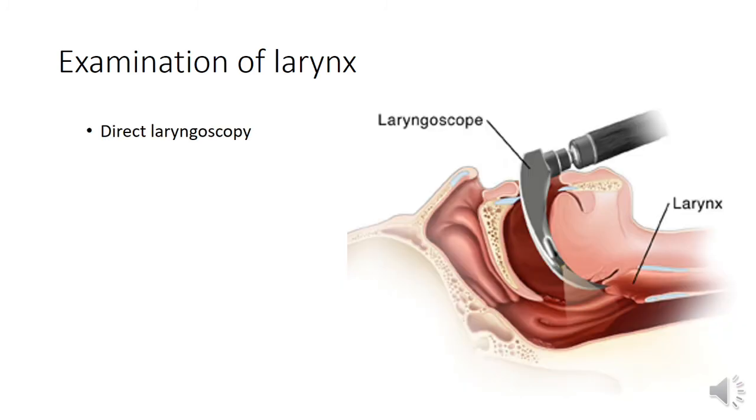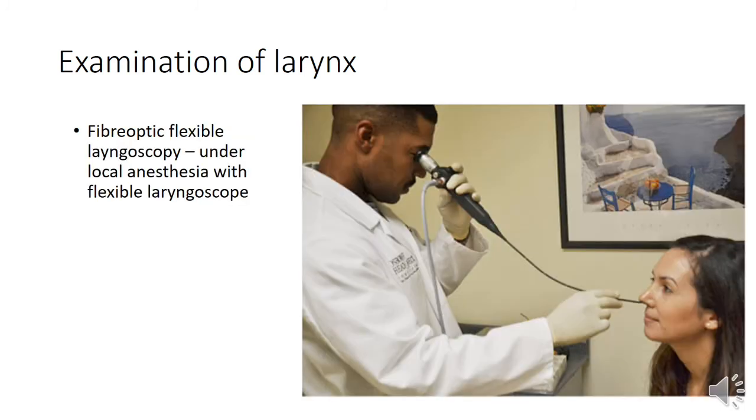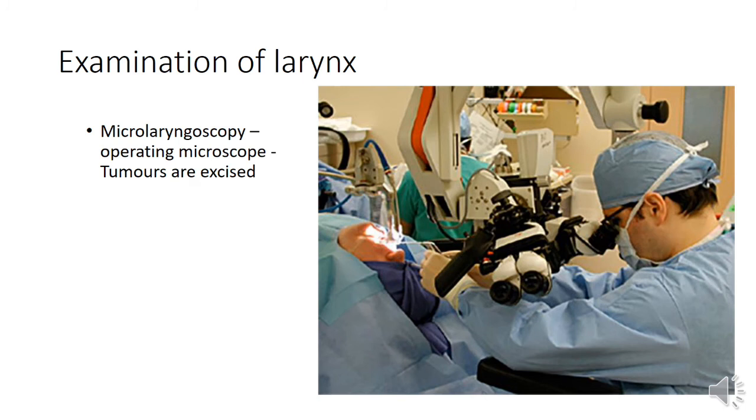Direct laryngoscopy is done with the help of another instrument called laryngoscope, which provides a direct view of the interior of larynx. There is a more advanced procedure called the fiber optic flexible laryngoscopy, which requires local anesthesia and is done with a fiber optic instrument called the flexible laryngoscope. Next comes the microlaryngoscopy, which is more advanced, and here even tumors can be excised with the help of operating microscope attached to this microlaryngoscope.